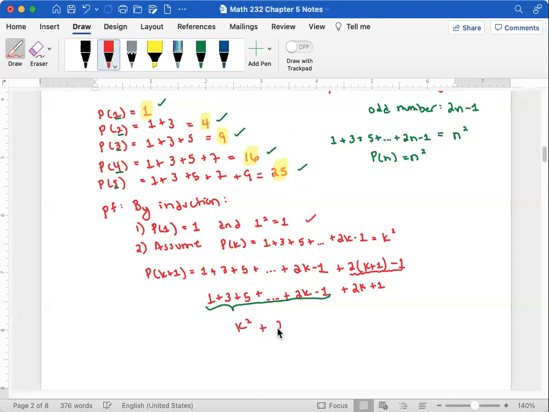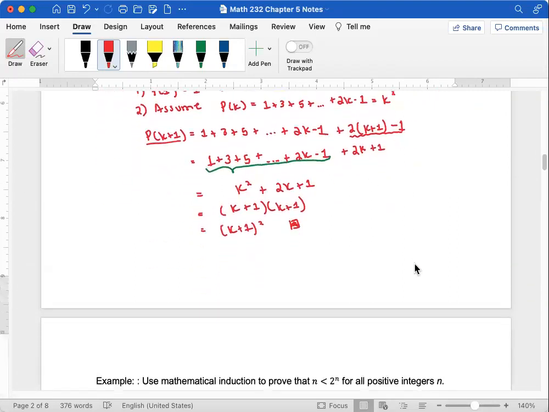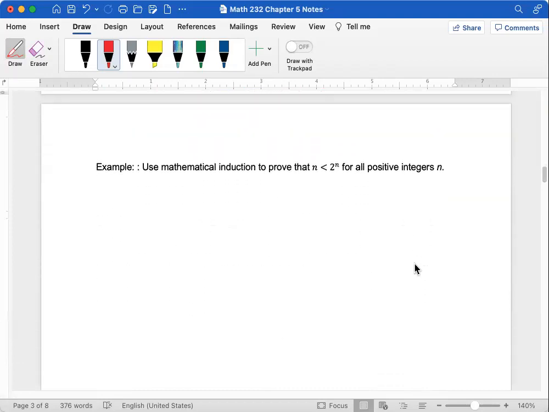But I'm still adding 2k plus 1 to it. Actually, that's a quadratic and it factors. So I'm doing a little algebra here. It factors into k plus 1 times k plus 1, which happens to be k plus 1 squared, which is what I wanted. I wanted to show that when I add up to the k plus 1, it ends up getting k plus 1 squared. Yay, we did it. So we did find the formula. It worked.